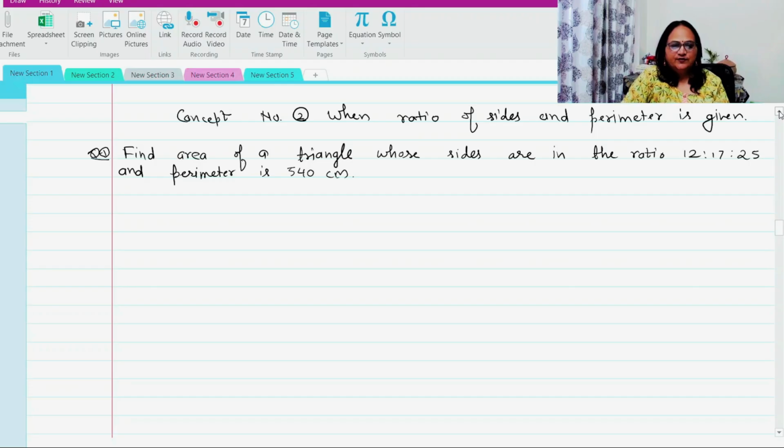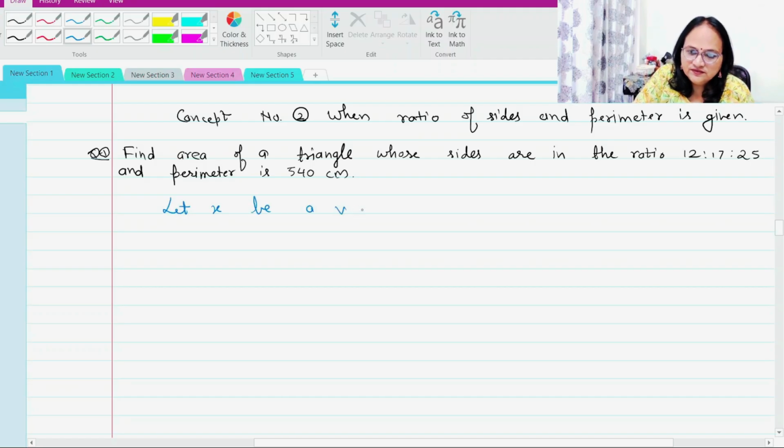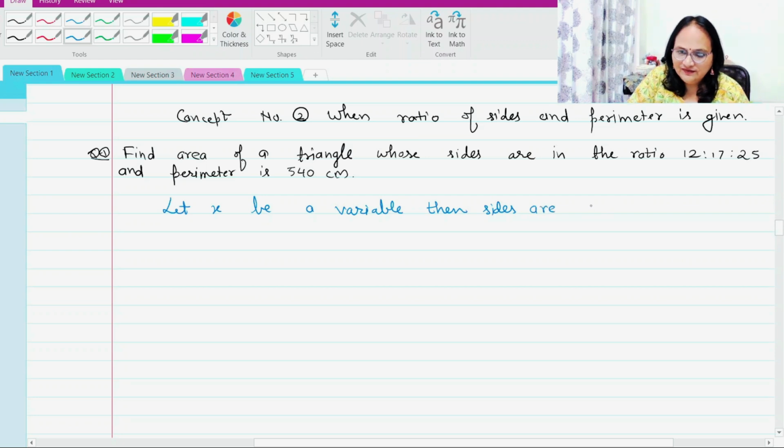So what to do in this type of question? I will explain question number 1. Let x be a variable. Then sides will be 12x, 17x, 25x, right? And the perimeter is given as 540 centimeters.